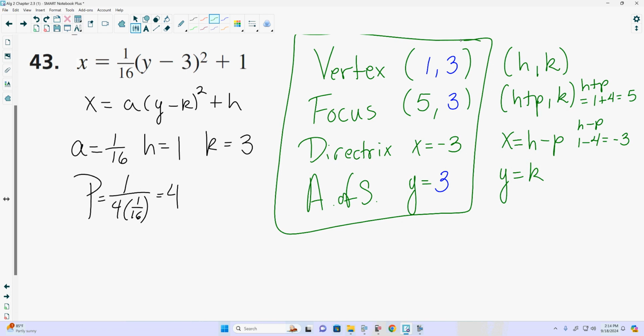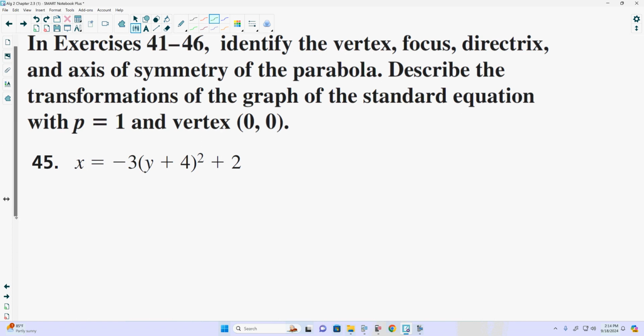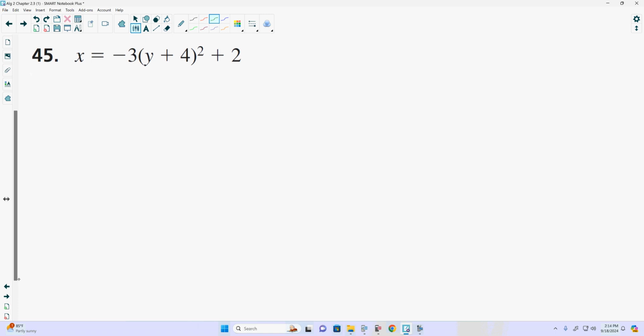Questions on this? Do we feel comfortable with this? Do we think finding the vertex, directrix, focus, and axis of symmetry is a little bit easier than finding the equation? Yeah. We're going to do one more, but I want to skip 44 and go to 45. Not because I have anything against 44. I want to do just one more where we have x equals. We've done 2 with y. Let's do 2 with x.